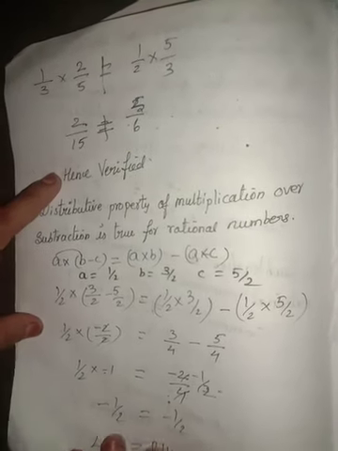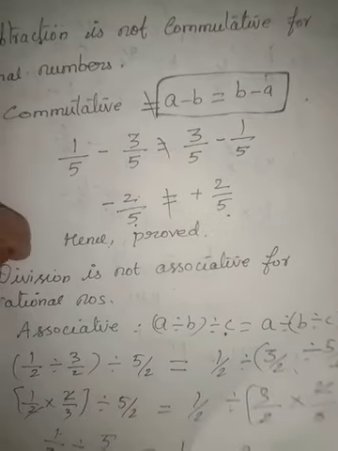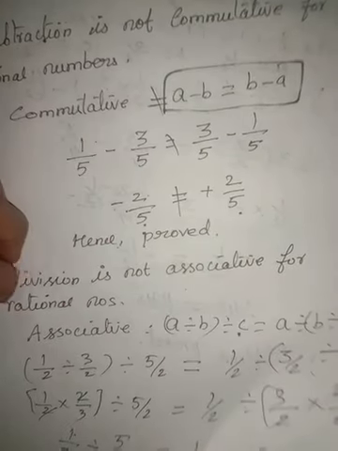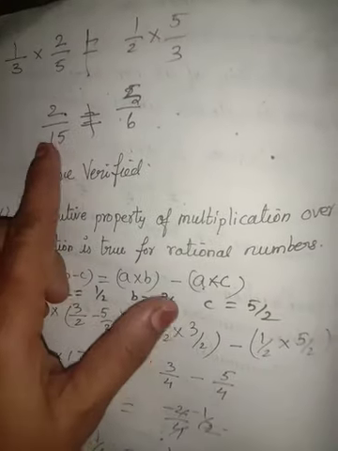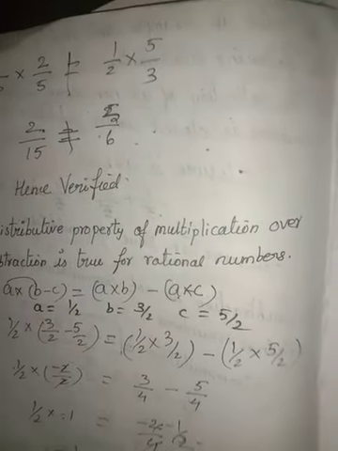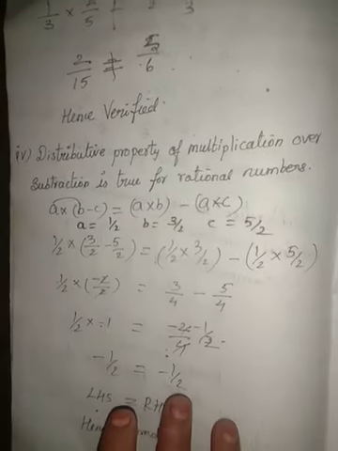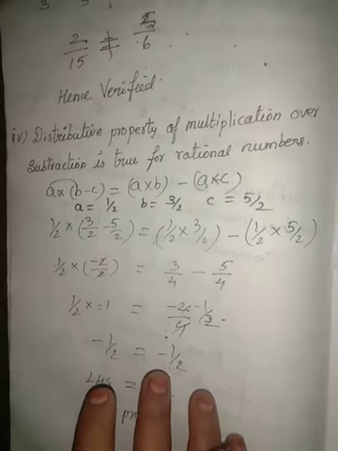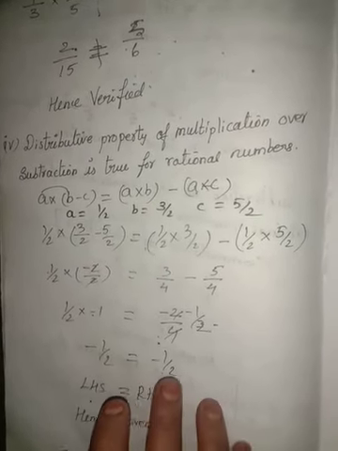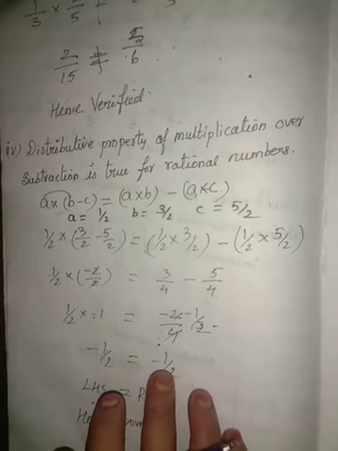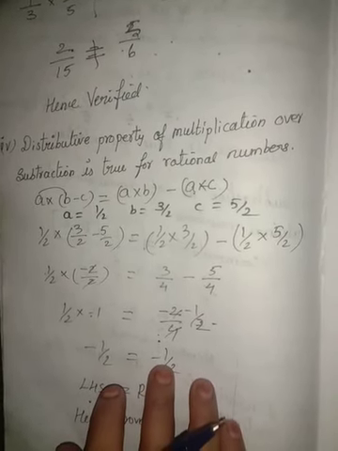So the statement is verified. What is the statement? Division is not associative for rational numbers because we are having different answers on the left hand side and right hand side. The fourth one, distributive property of multiplication over subtraction is true for rational numbers.